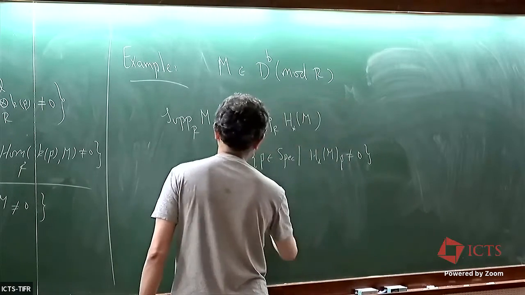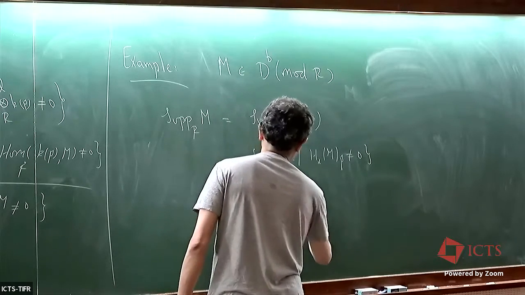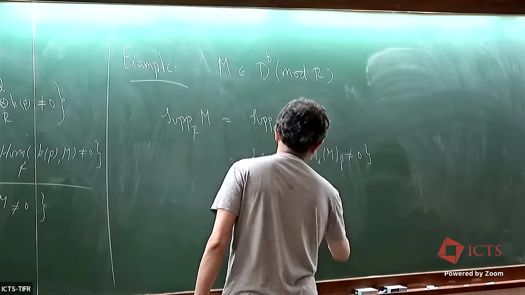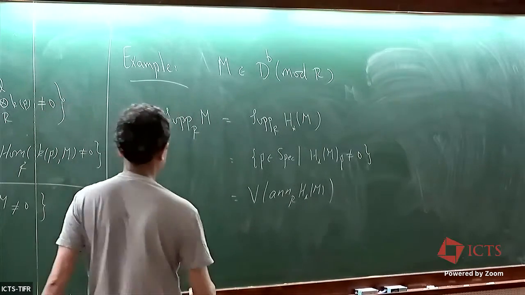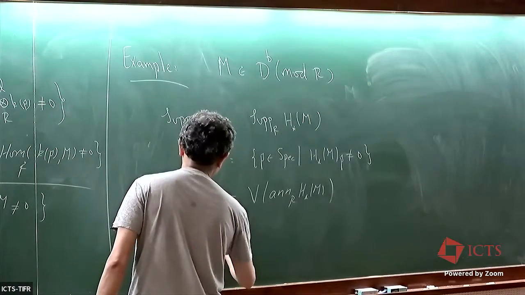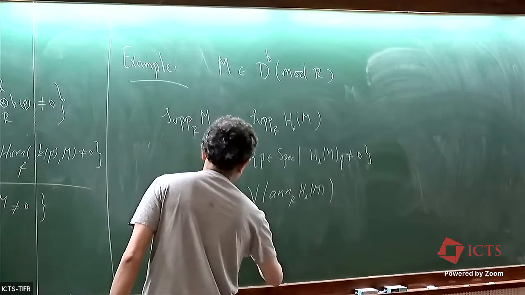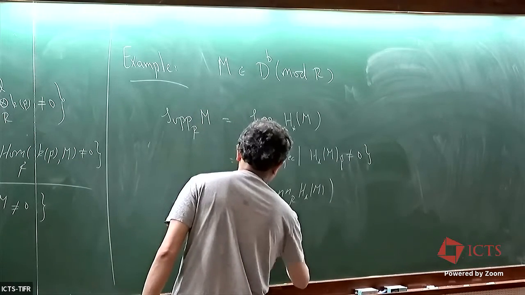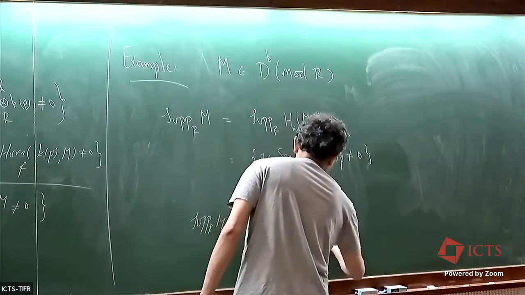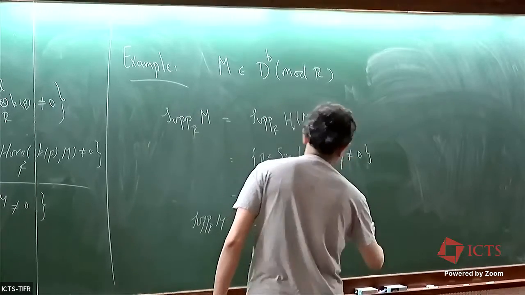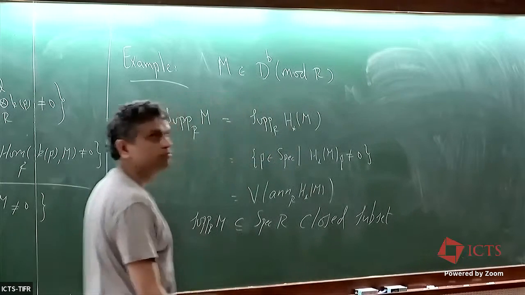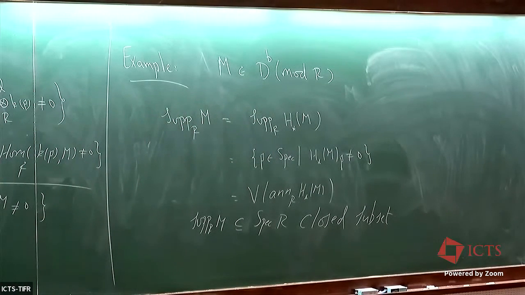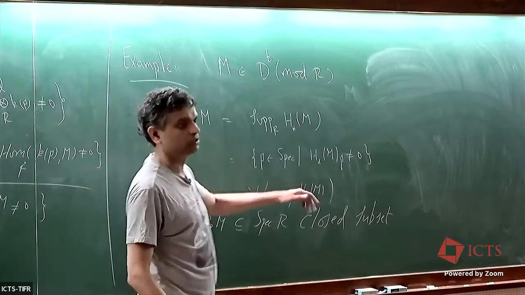So it's the annihilator of the homology module. So in particular, this is a closed subset of Spec R. Okay, so if you take a finitely generated object in D^b(mod R), the support is closed.